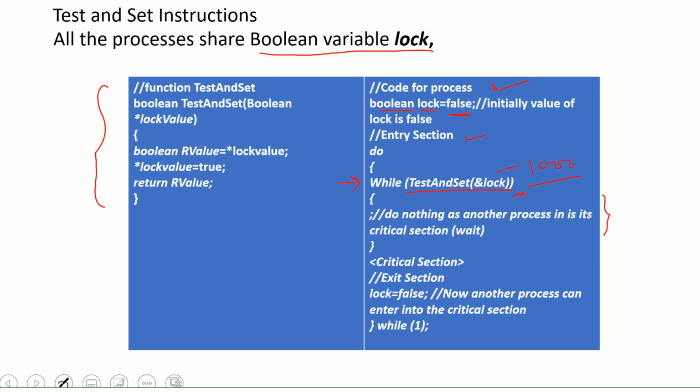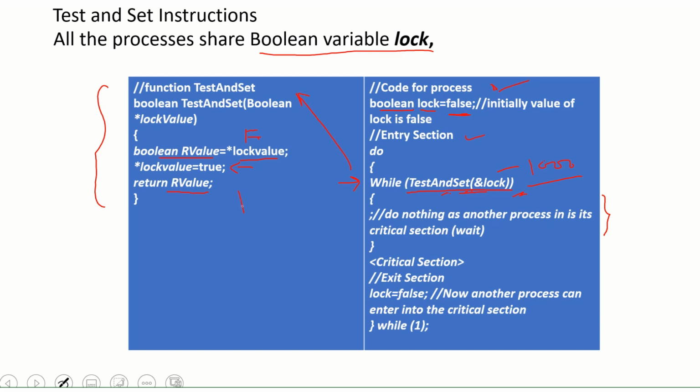So when the function is called, the control will go to the function. Inside the function, boolean r value. There is one more variable to which we are assigning the value of the lock. The value of the lock was false, which we have assigned to r value. Then the lock value we are setting to true, and then return r value.